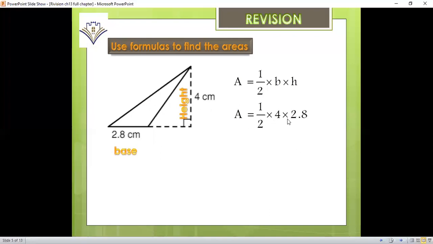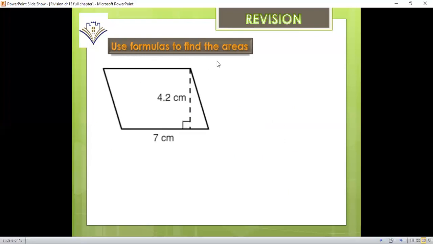Half multiply 4 multiply 2.8. Half of 4 is equal to 2. Then the answer is 2 multiply 2.8. The product is equal to 5.6 square centimeter, the point after one decimal, and here is one decimal.